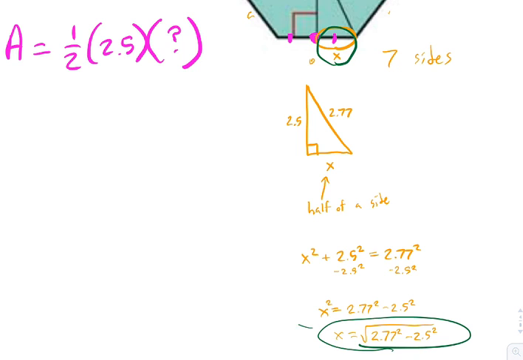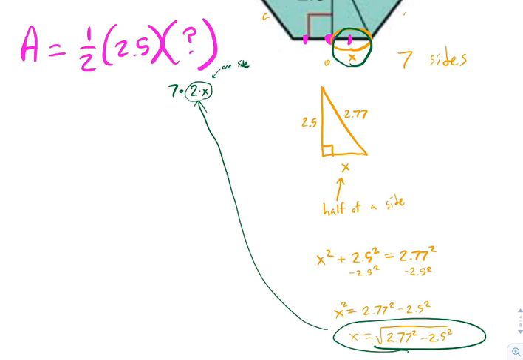So what I do is I take this x up here, and the perimeter that I'm going to plug in is 2 times x, that's one side. And then I'll multiply that by 7 sides. So my total area of this shape will be, well, I already have 1/2, the apothem is 2.5, and then I get that my perimeter is 7 sides, where each side is 2x long. Whatever number I get there, I'll plug in. I could do that off to the side.